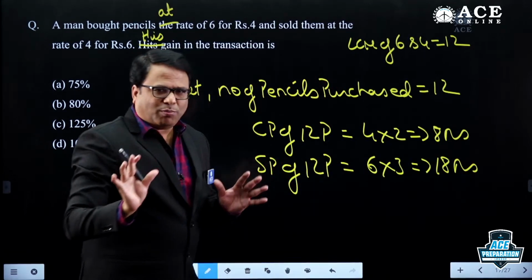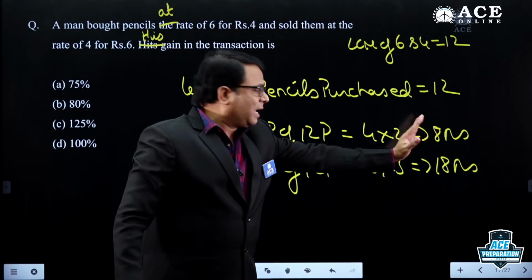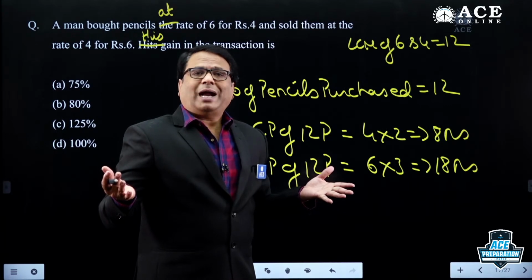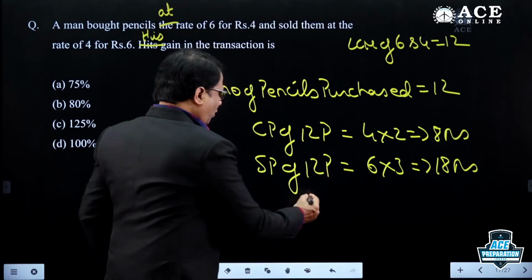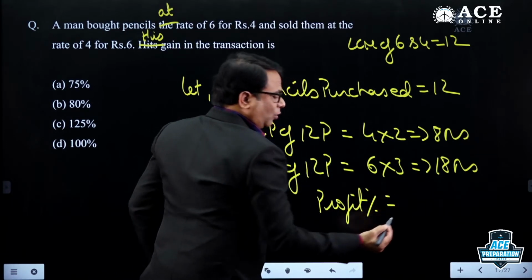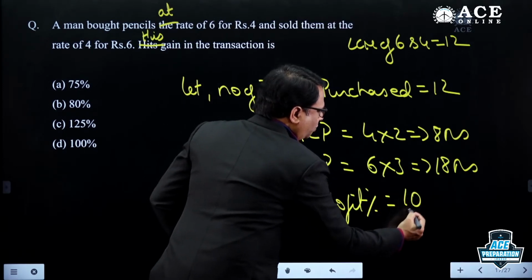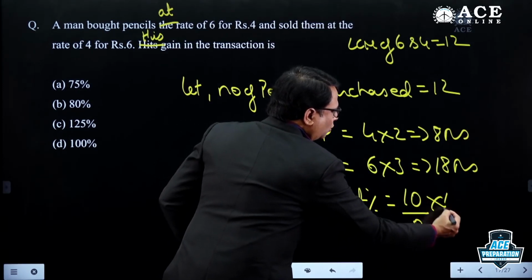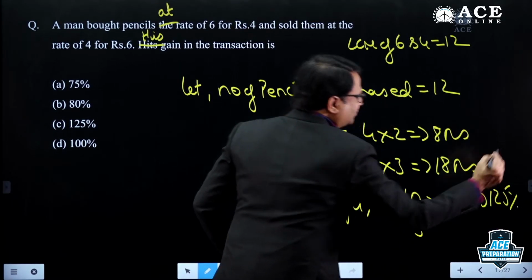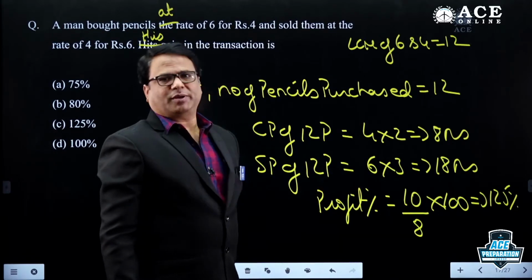So in this problem, he is investing 8 rupees and getting back 18 rupees. So you can easily calculate the profit. And you know the formula for profit percent? Profit percent equals profit by cost price into 100. So profit is 10 rupees, cost price is 8, into 100. That gives you 125%. So the profit percent in this transaction is 125%.